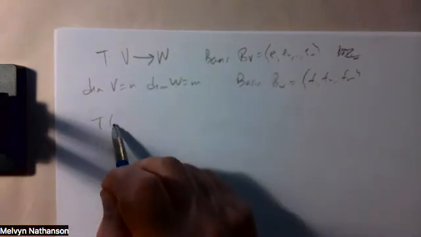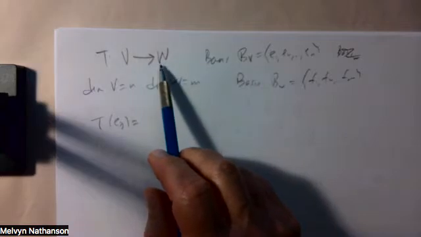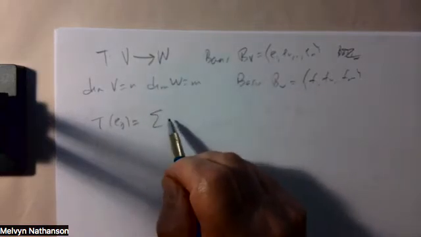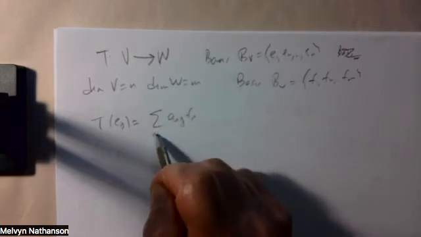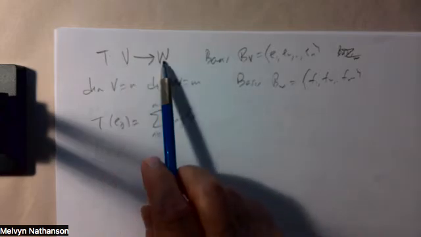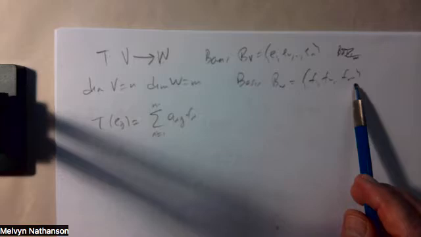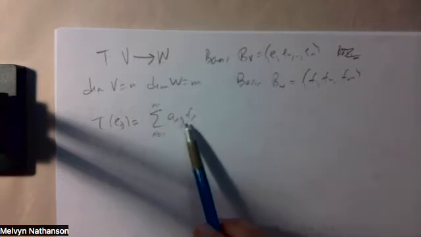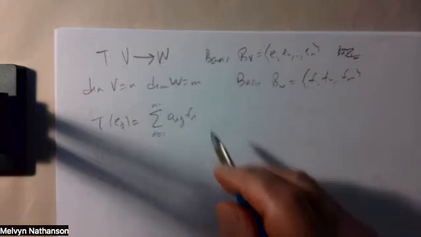So T of any of these vectors, E sub j, is going to be some vector in W, some linear combination of the basis vectors for W. This is going to be of the form the sum of Aij F sub i, where i goes from 1 up to m. You take a vector in V, it ends up in W. Every vector in W is a linear combination of the vectors in the basis. So some linear combination Aij Fi, so T of Ej looks like this.